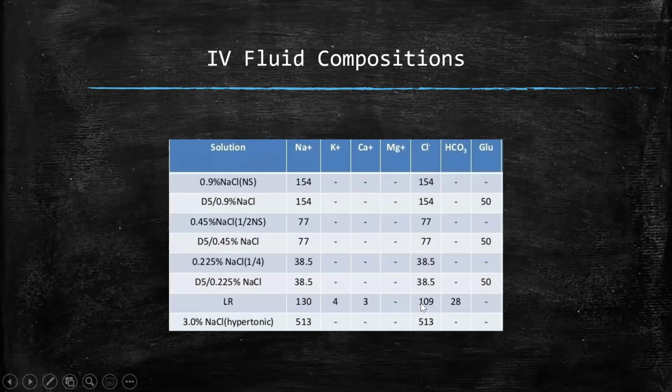Lactated ringers is designed to be an extracellular fluid type mimic. And so it has a little bit of potassium and calcium in it. The bicarb here is the lactate. We don't call it bicarb ringers, it's called lactated ringers. And the lactate that's in this fluid is converted in the liver to bicarb. The 50s over here represent the amount of glucose, that's 50 grams.